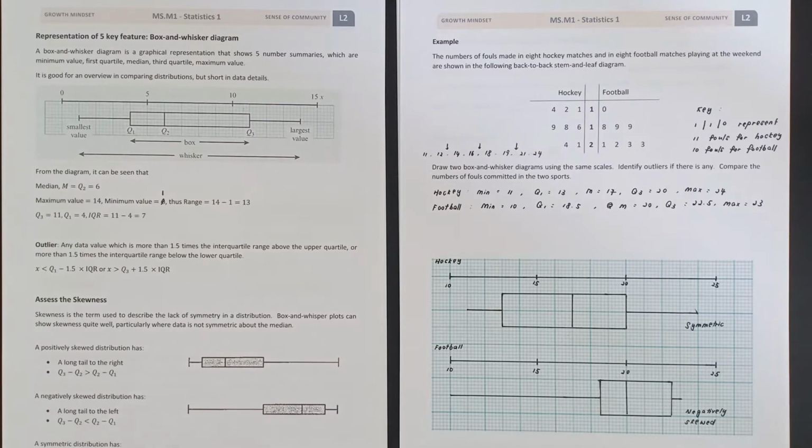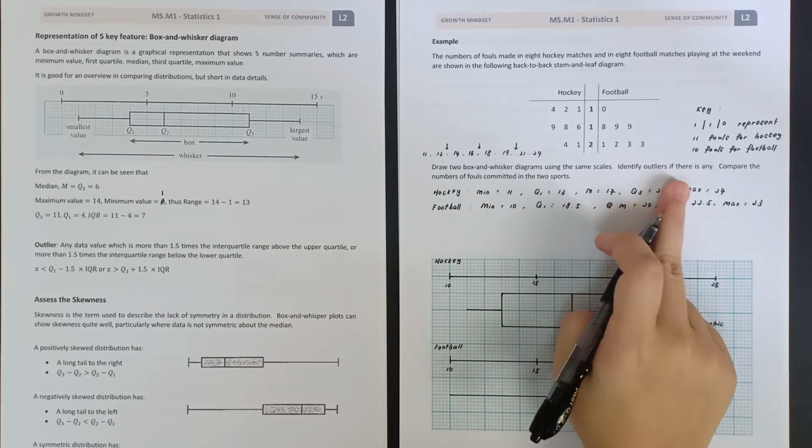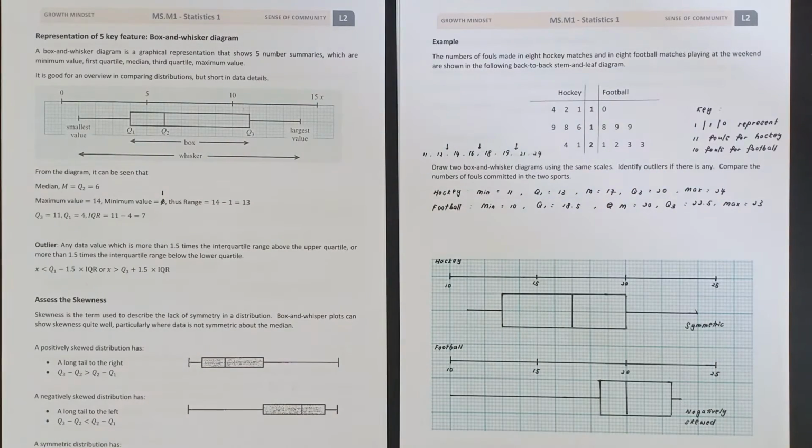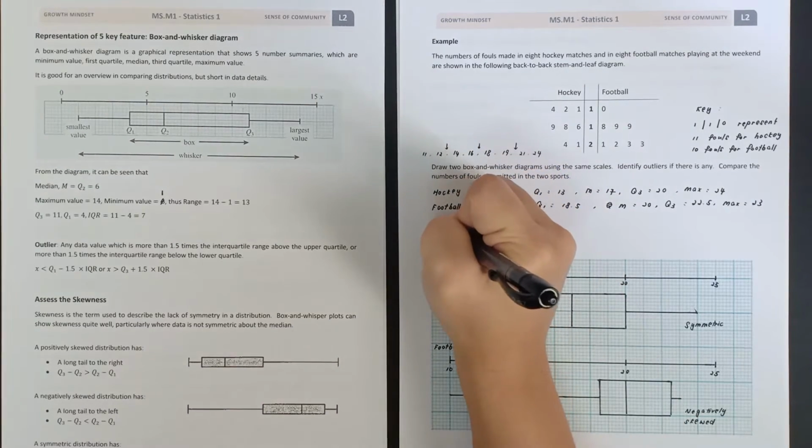The question asks you to identify the outlier if there is any. So how do you identify? If you want to identify, then you must use this. Then you check what is the range that forms the outlier first. So we start from the hockey.